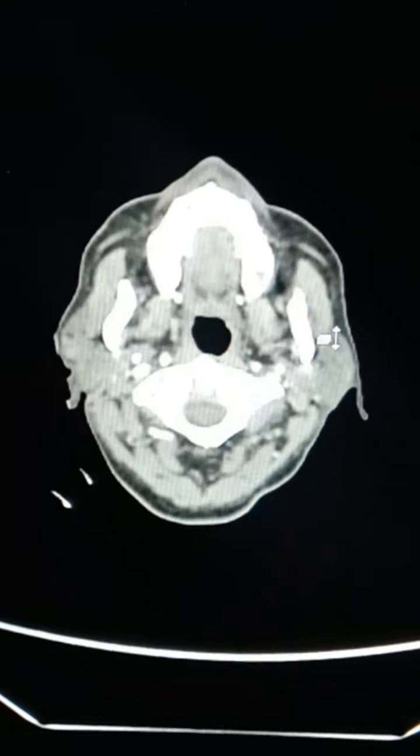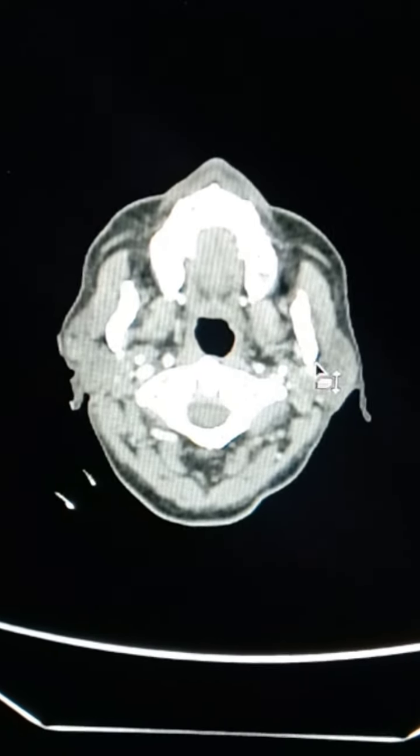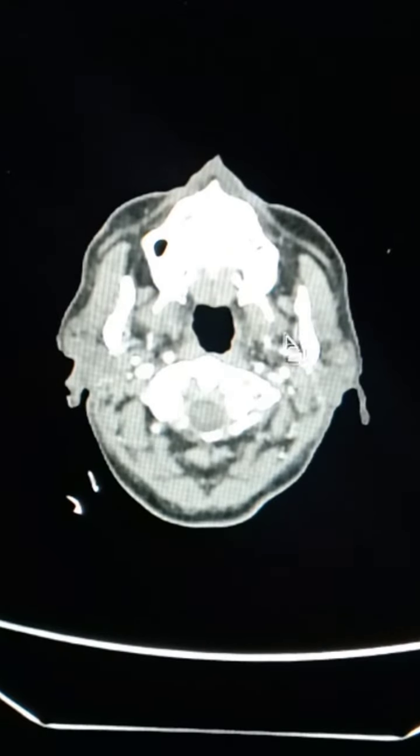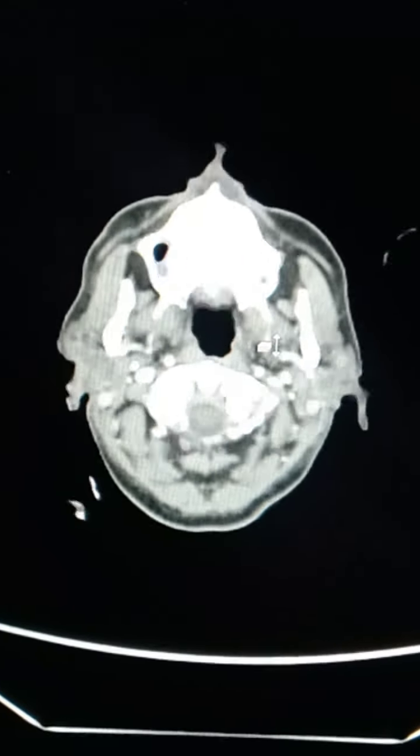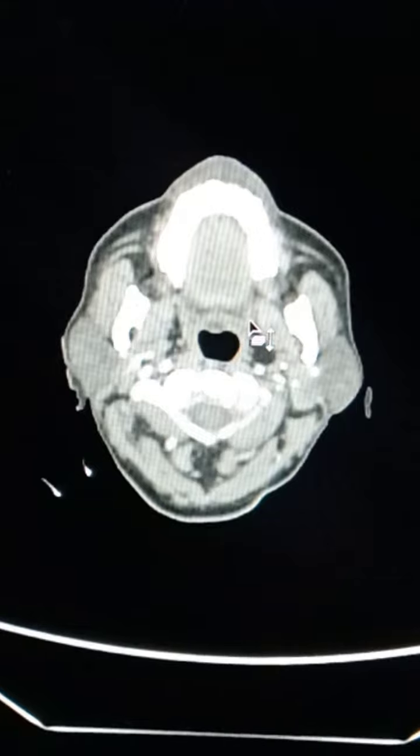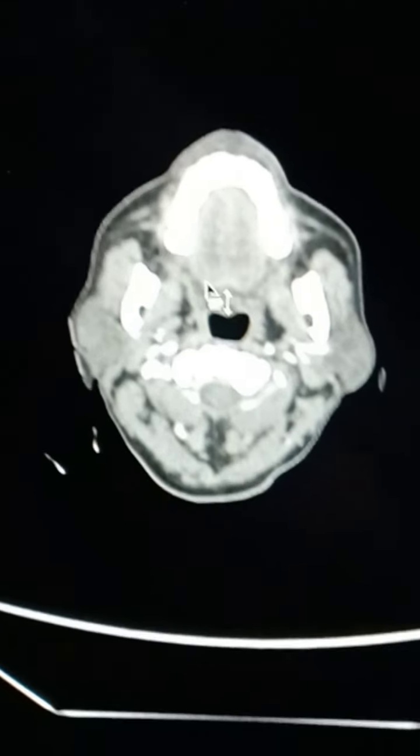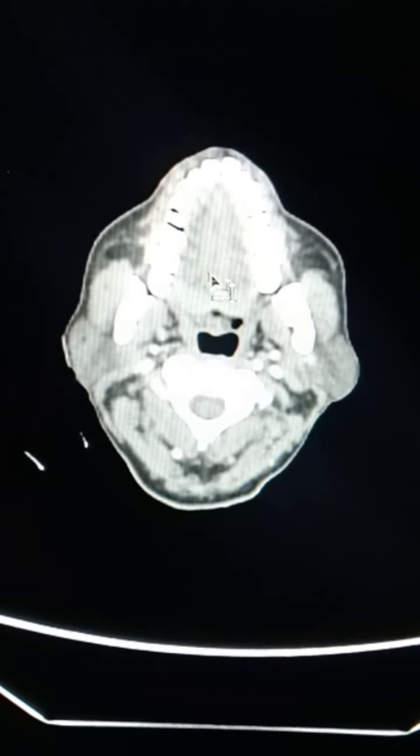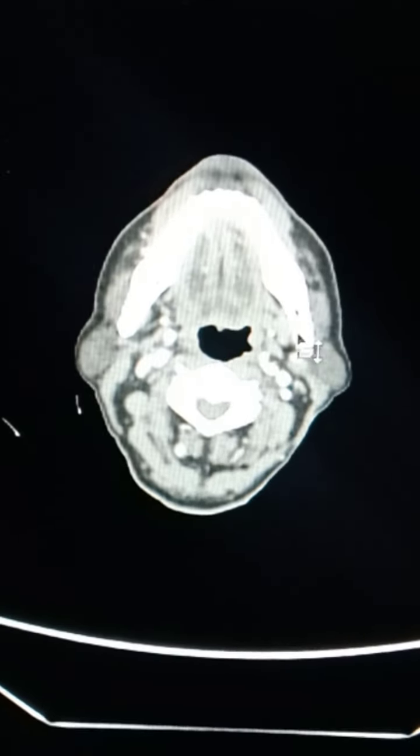And when we move further down, this is the alveolus, the upper alveolus. Then it continues as the hard palate, and then the soft palate. We'll appreciate it in another view. And this is the tongue. If we go down, the oral cavity and the tongue, and further down we can see the mandible.